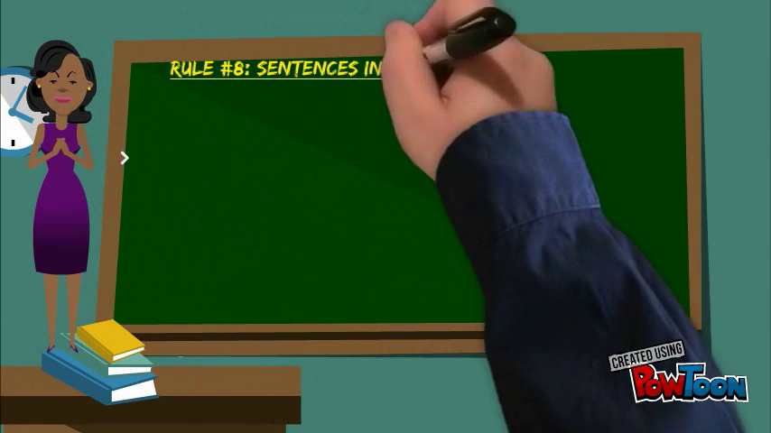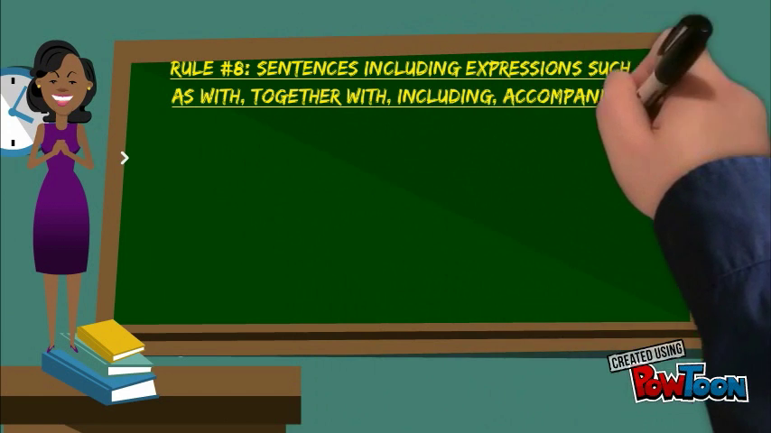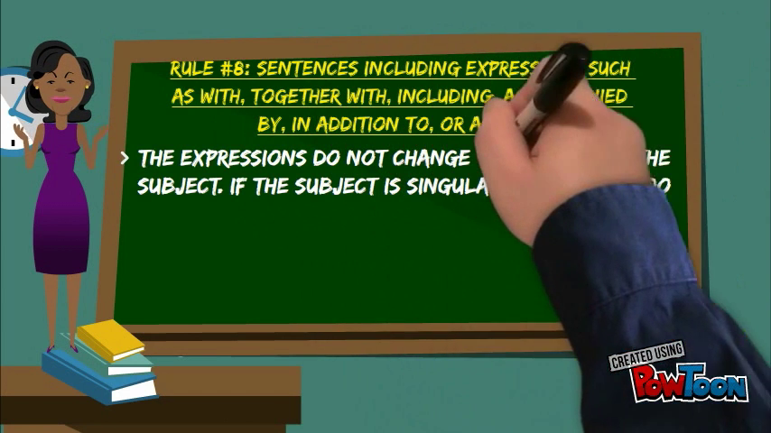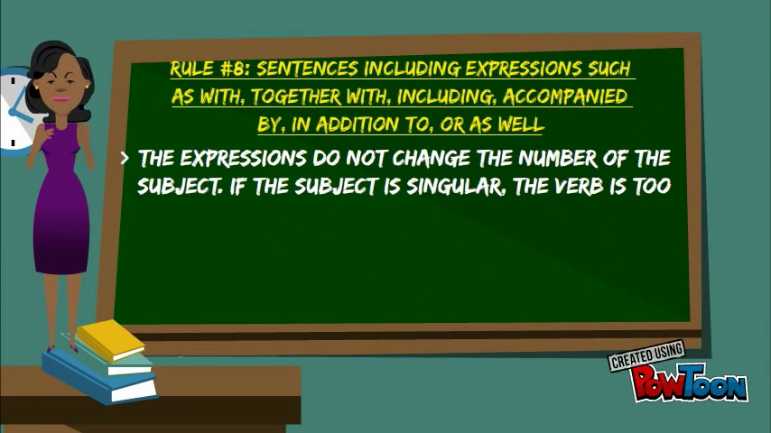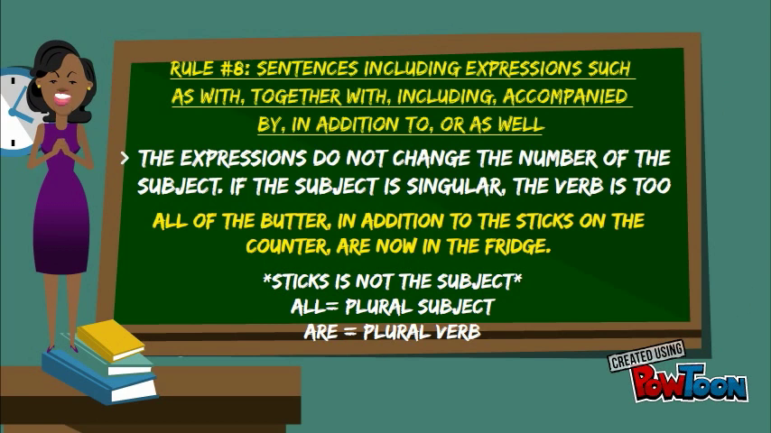Rule number 8, sentences that include expressions that might cause confusion. Remember that the expressions do not change the number of the subject. If the subject is singular, the verb is too. Look at the example below and notice how certain expressions can cause confusion in agreement.